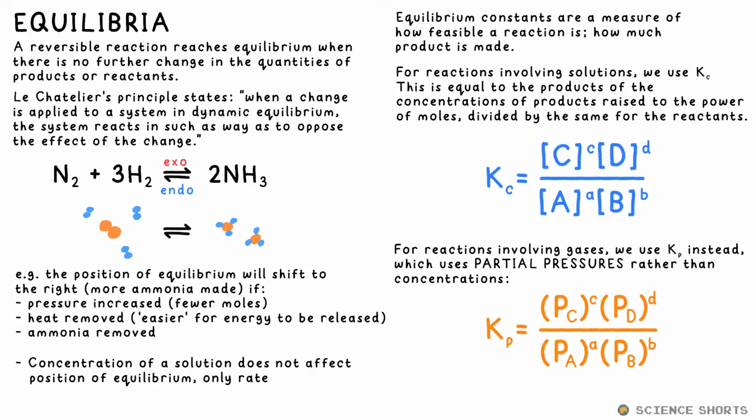When a reaction involves gases, while we can use Kc, a better constant is Kp, which involves partial pressures. To find the partial pressure for a gas in the reaction, we take the total pressure and multiply by its number of moles relative to the other reactants or products. The equation to calculate Kp looks then almost identical to that for Kc, just with partial pressures instead of concentrations.